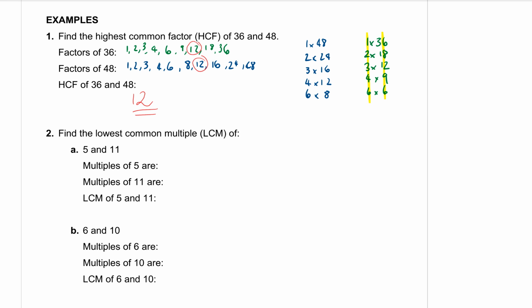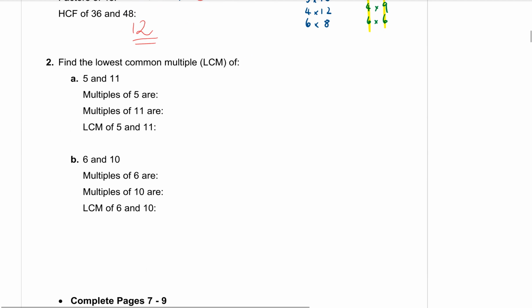Find the lowest common multiple of 5 and 11. So first of all, we're going to list off our 5 times tables. So 5, 10, 15, 20, 25, oh yes, 30. How far do you think we're going to have to go? 35, 40, 45. Well, let's have a look. Let's see if we've gone far enough.